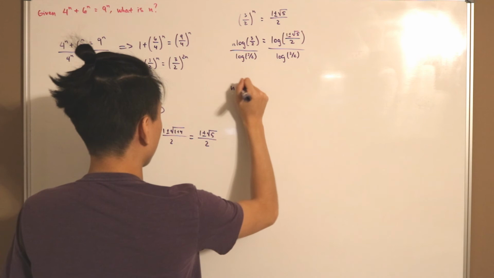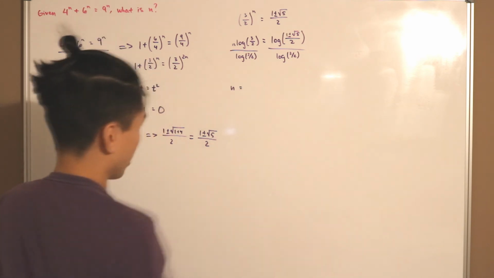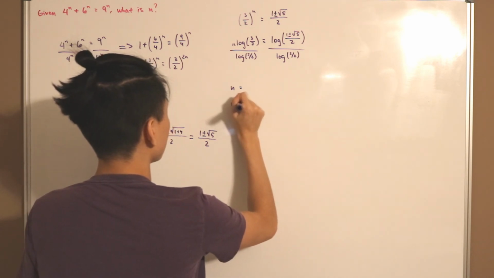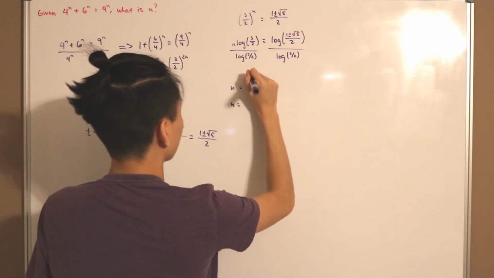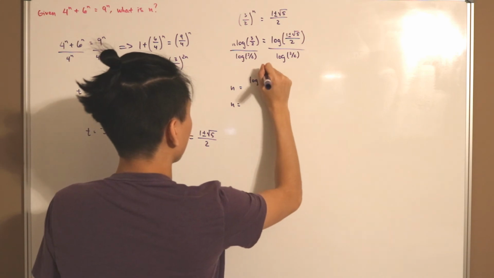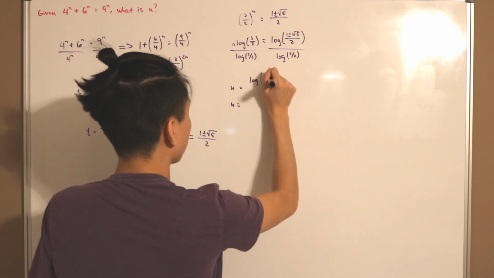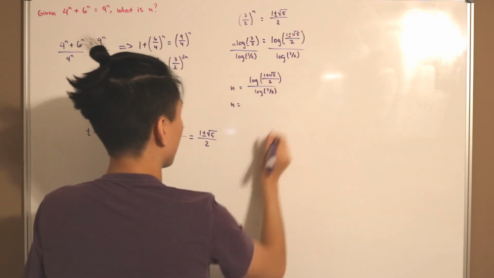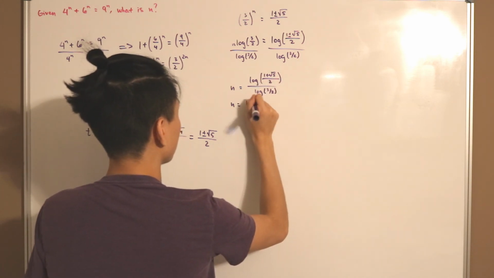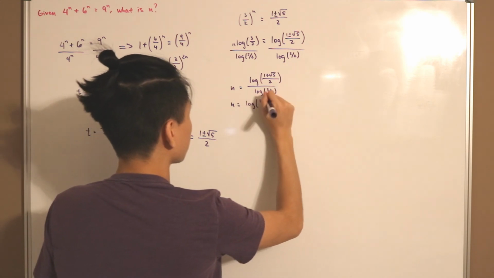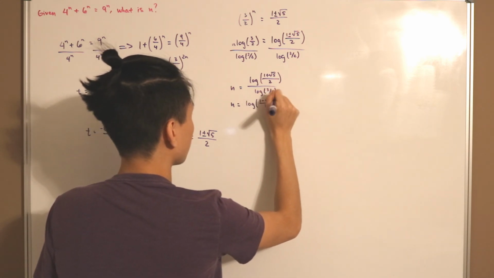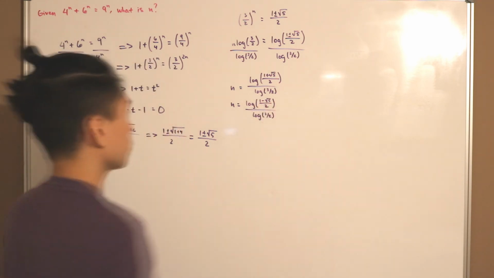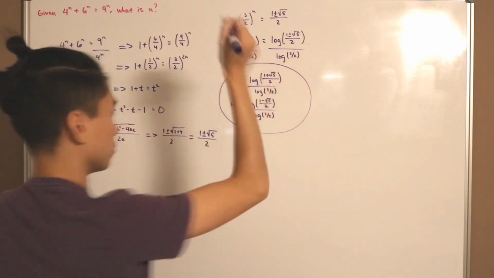So I'm going to write the two solutions separately. So n is equal to the log of 1 plus the square root of 5 divided by 2, divided by the log of 3 over 2, and n is equal to the log of 1 minus the square root of 5 divided by 2, divided by the log of 3 over 2. Like so. And there we have it.